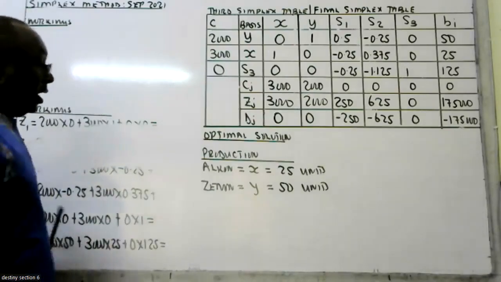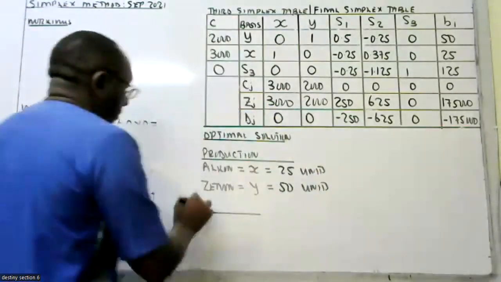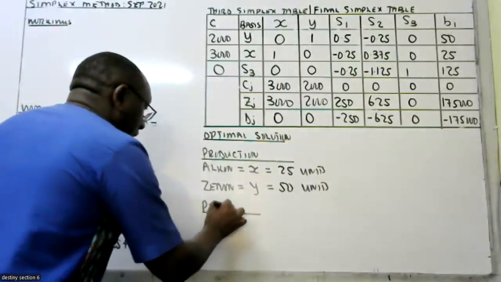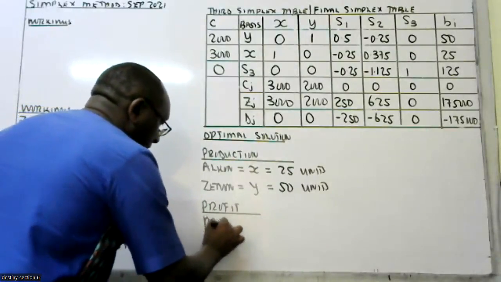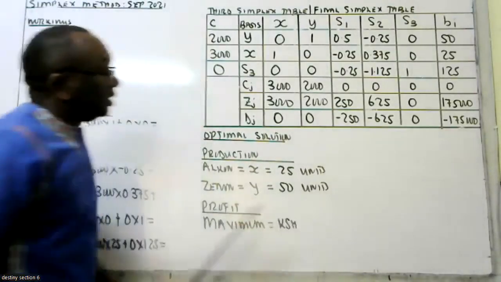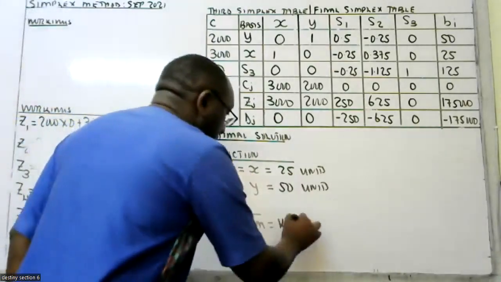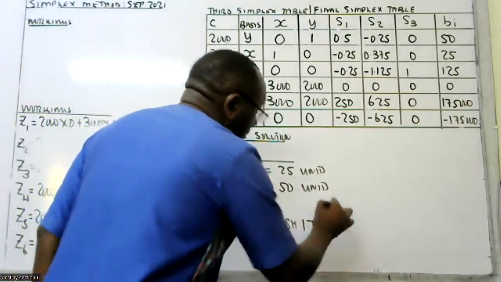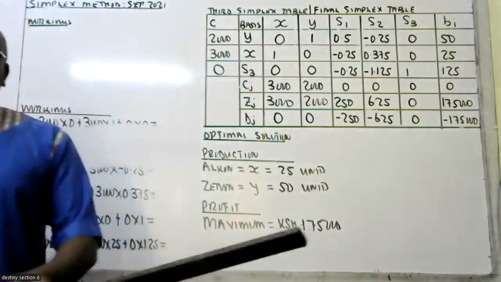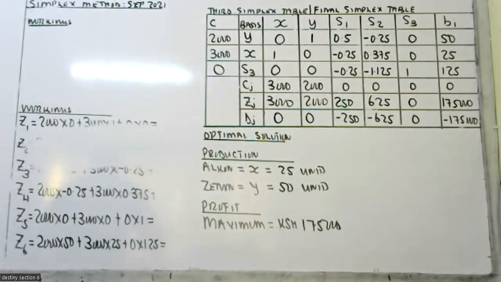So the next thing that you are supposed to tell us is the profit. And profit, they're asking for maximum. So maximum is Kenya shillings, this value that is here. Although it's appearing as negative, you write it as positive. So that is how we solve simplex. If you have any query, you can raise it.